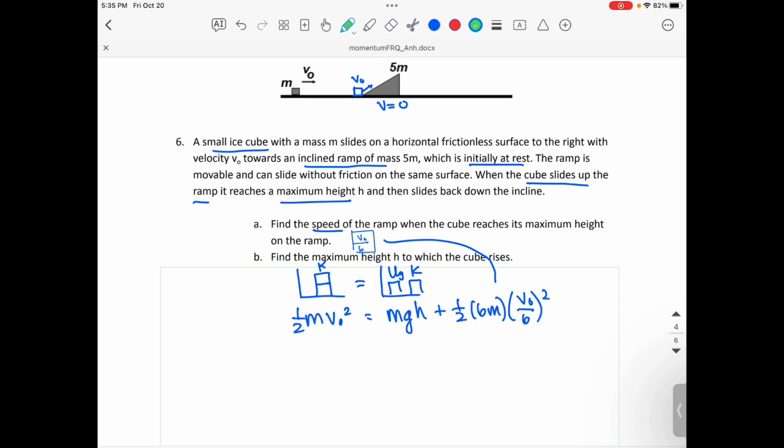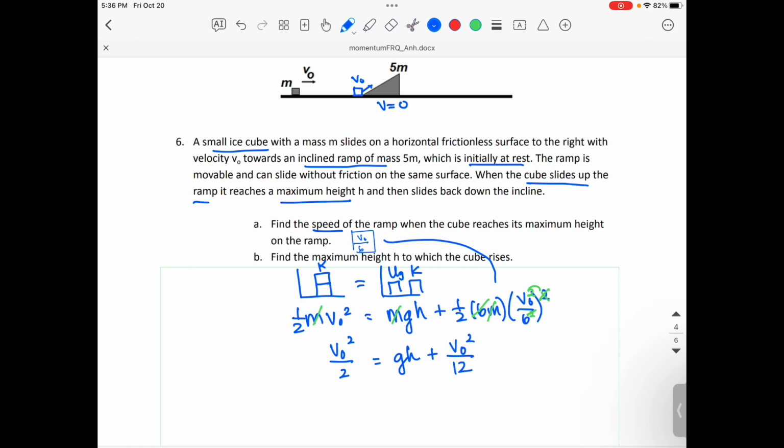So we're going to start simplifying this down. The m's divide out completely. If I distribute the square, it'll be v naught squared over 6 squared. Then one of these 6's in the denominator cancels with the 6 in the numerator, and I get v naught squared over 2 is equal to gh plus v naught squared over 12.